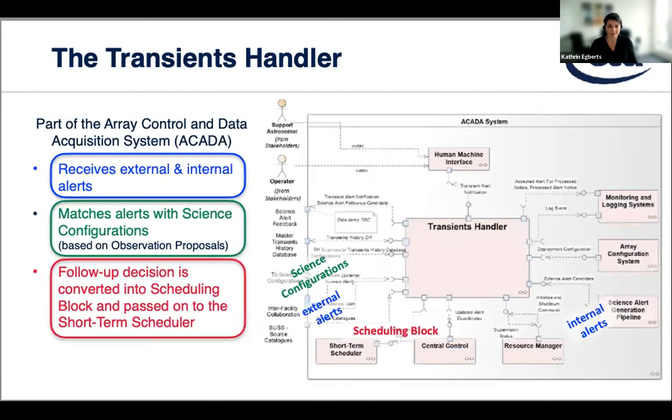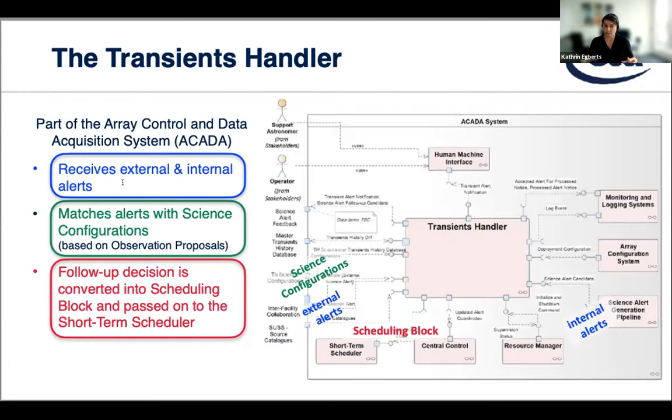So this is a rather technical description. The transient handler is part of the array control and data acquisition system in CTA, and its job is to receive external alerts as well as internal alerts. So we also have a real-time analysis running, and if they see something interesting, they can also trigger us and say, well, look at this. Is this something we want to follow up on? We want to continue observing in this direction.